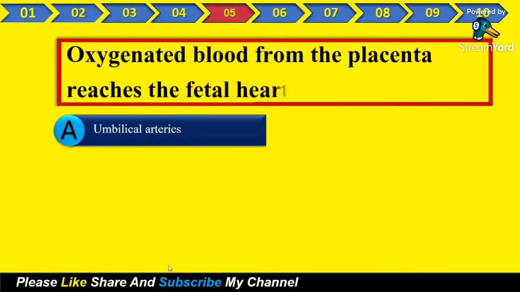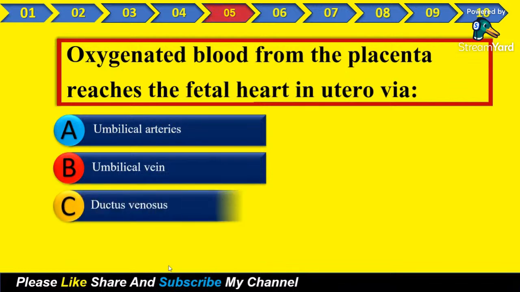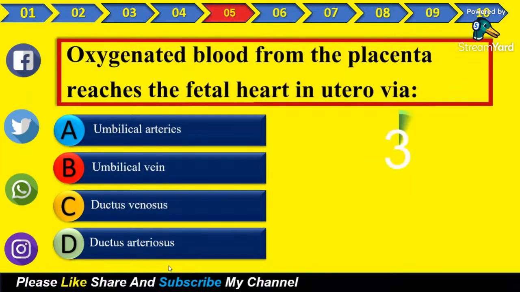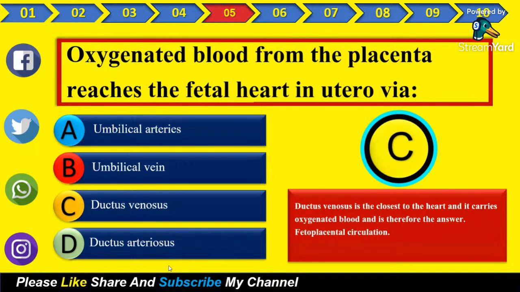Oxygenated blood from placenta reaches the fetal heart in utero via A. Umbilical artery, B. Umbilical vein, C. Ductus venosus, D. Ductus arteriosus. Well, it is ductus venosus. So the correct answer here is C. Ductus venosus. Ductus venosus is closest to heart and it carries oxygenated blood, and therefore it is the answer here.